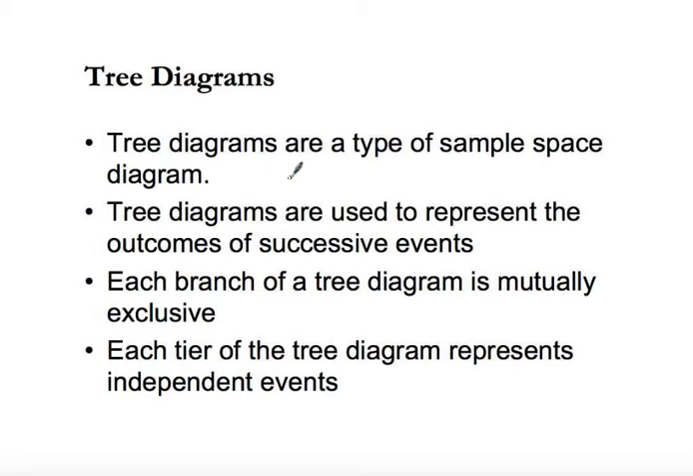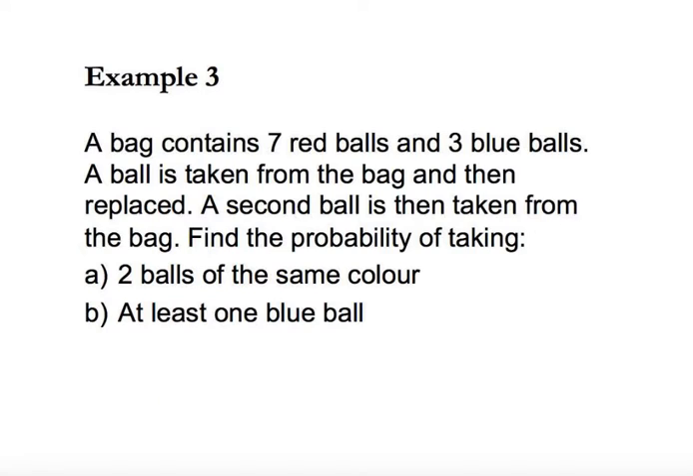So what do we need to know about tree diagrams? Well, they're a type of sample space diagram. Tree diagrams are used to represent the outcomes in successive events, so say rolling one dice followed by another dice, or anything else you can think of. Each branch of a tree diagram is mutually exclusive, and each tier of the tree diagram represents independent events. I'll explain that a little more once we start to construct a tree diagram.